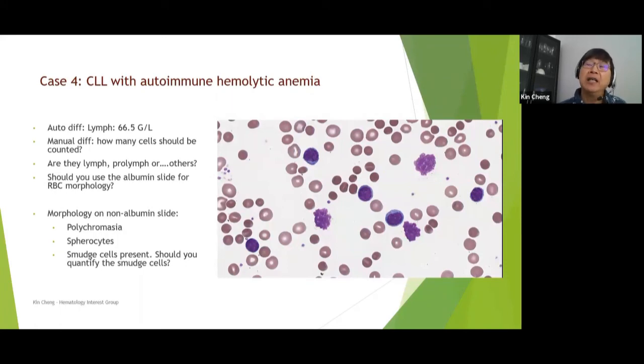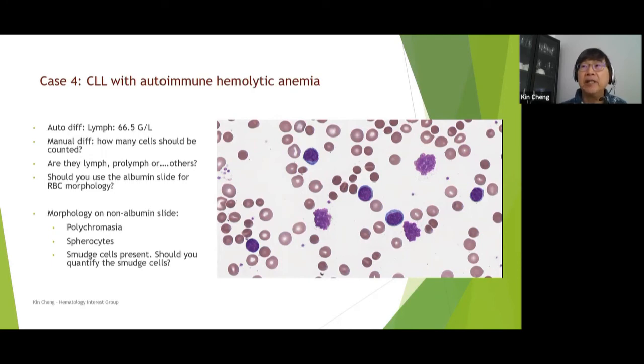So that's why in my SOP, it says that when you do a CLL patient, obviously you do albumin, you use the albumin slide to do the differential, but you should always go back to the original slide to do the red cell morphology. Okay, that is extremely important.